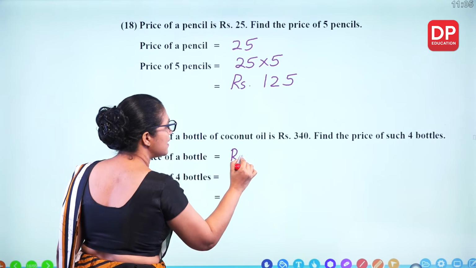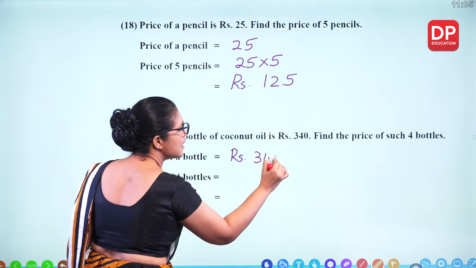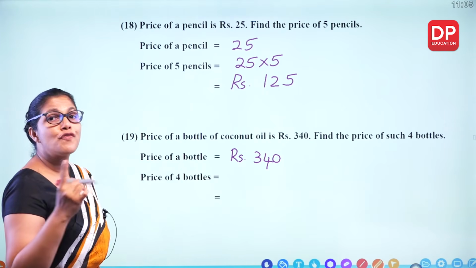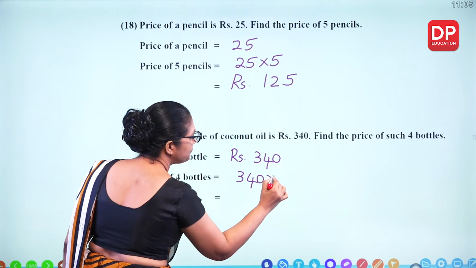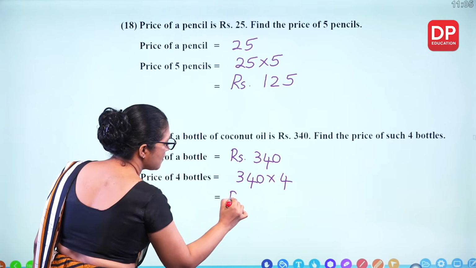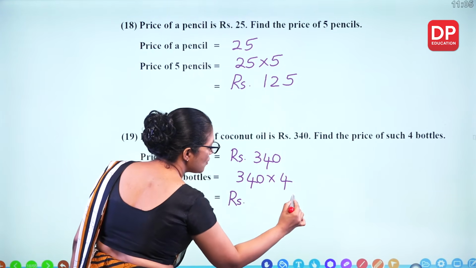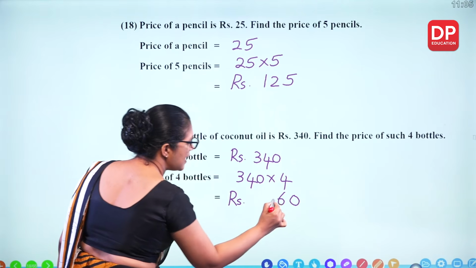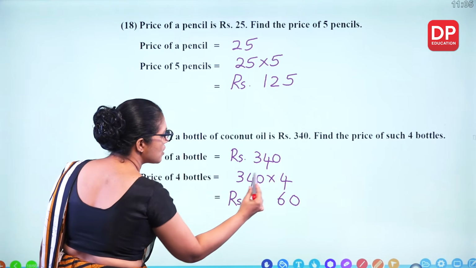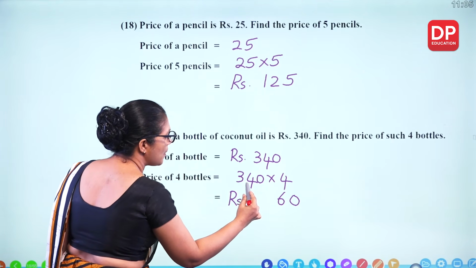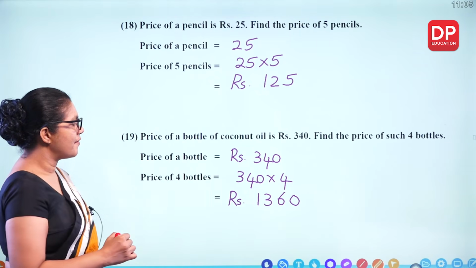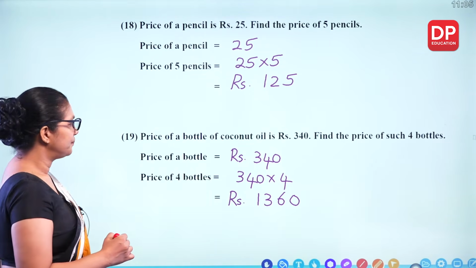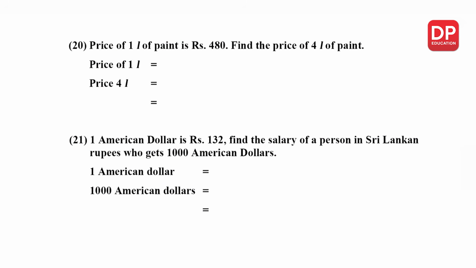Price of a bottle of coconut oil is 340 rupees. So one bottle is 340 rupees. Find the price of such 4 bottles. So multiply this by 4. So what's the value? 4 times 0, 0. 4 times 4, 16. And 1 remaining. 4 times 3, 12. 12 plus 1, 13. So 1,360 rupees.